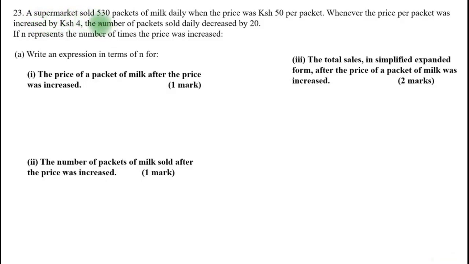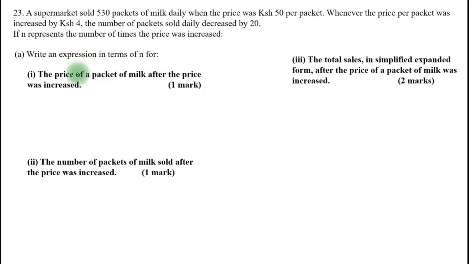A supermarket sold 530 packets of milk daily when the price was 50 Kenyan shillings per packet. Whenever the price per packet was increased by 4 shillings, the number of packets sold daily decreased by 20. So if n represents the number of times the price was increased, part (a)(i): write an expression in terms of n for the price of a packet of milk after the price was increased.